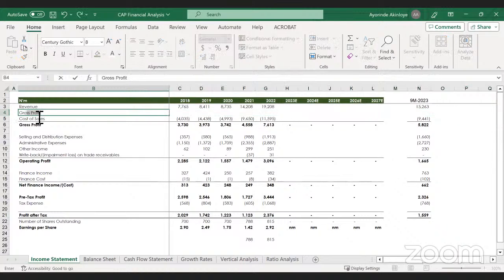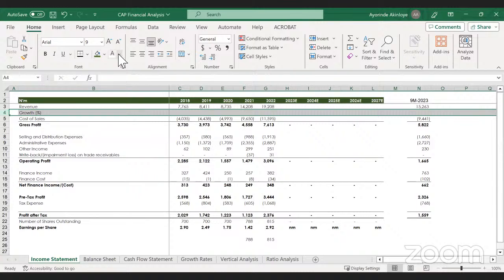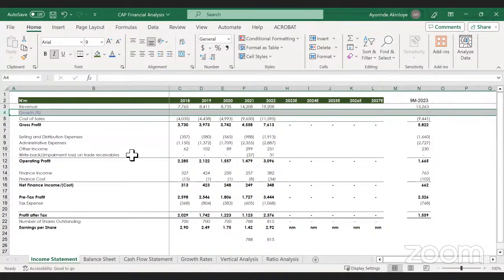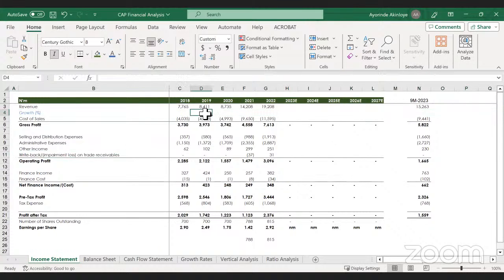So I can type in a growth rate, or let me just say revenue growth. This is the growth rate. We want to calculate growth rate for revenue. Let me give that a different color, put it in italics. So what horizontal analysis is doing is this. Look at it. It's basically calculating growth rate. So this is revenue in 2019 grew by 8%. That is what horizontal analysis is trying to look at.